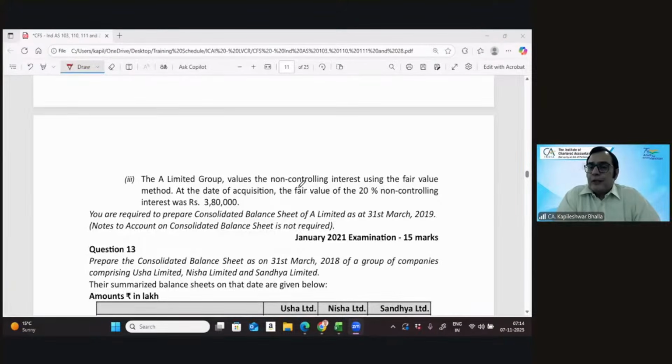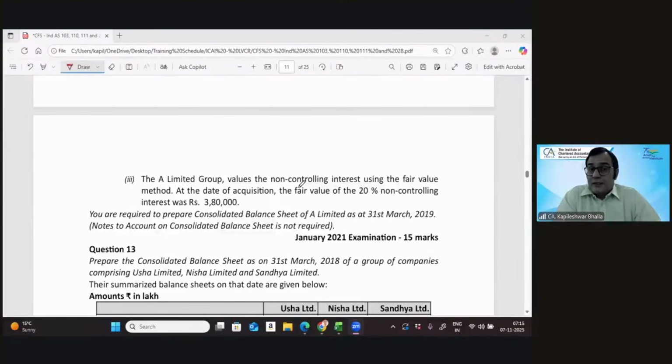And then it says you're required to make a consolidated balance sheet on March 2019. I think the focus of the examiner has been more on the omission part. There is hardly any adjustments given except for fair value adjustments and the goodwill impairment. So 3 focus points are there. There is a goodwill impairment, focus 1, there is a fair value adjustment, and there is an omission.